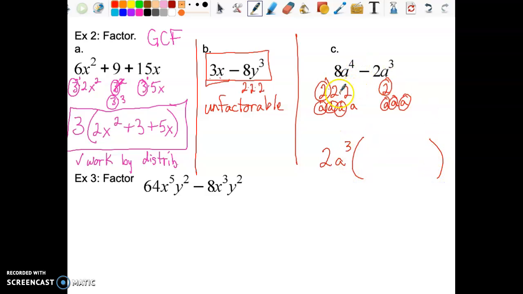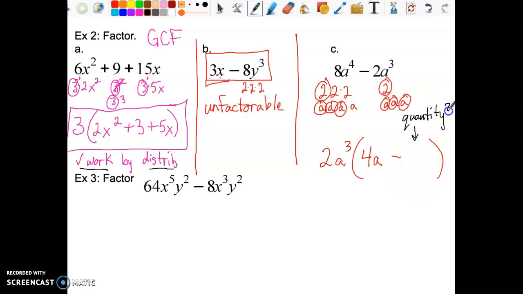Now what's left over? Well, instead of writing 2 times 2 times a, you can go ahead and figure out that 2 times 2 is 4a. Now, every year I do this, somebody forgets. You need a quantity here so it holds its spot. Because remember, you can check your work by distributing. If you don't write anything there and you only had 2a cubed times 4a, you wouldn't have anything.